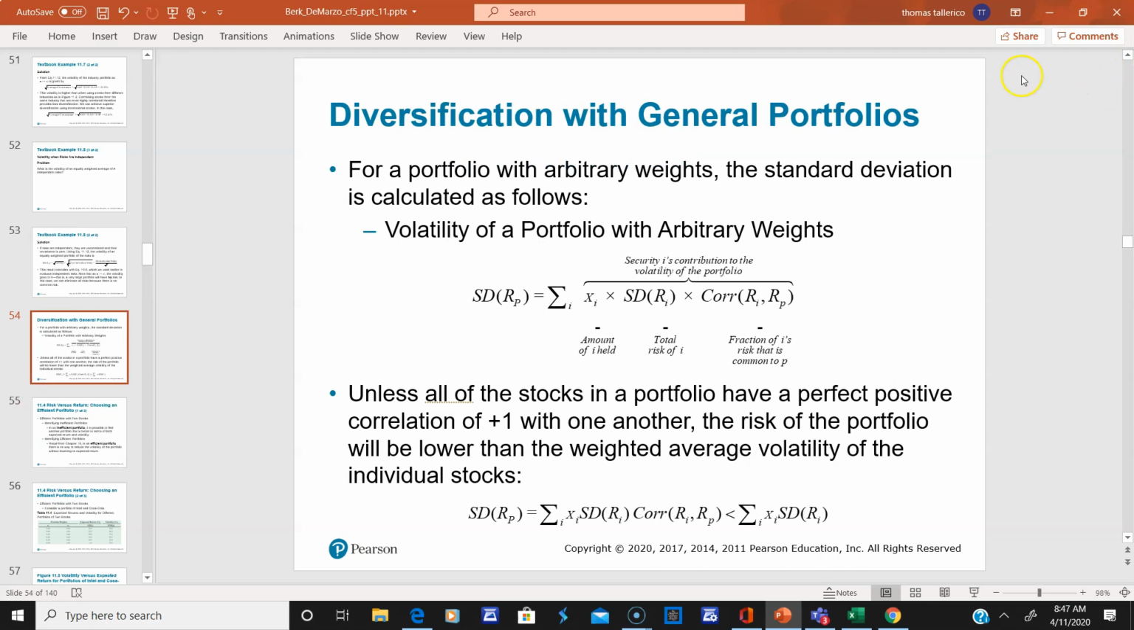All right, so here's a portfolio with arbitrary weights. The standard deviation is calculated as follows. Now, I don't know if this is in Excel when it comes to all these weights and everything. You may be able to buy a financial insert for Excel if you wanted a lot of this stuff. You'd have to do this all probably by hand in Excel.